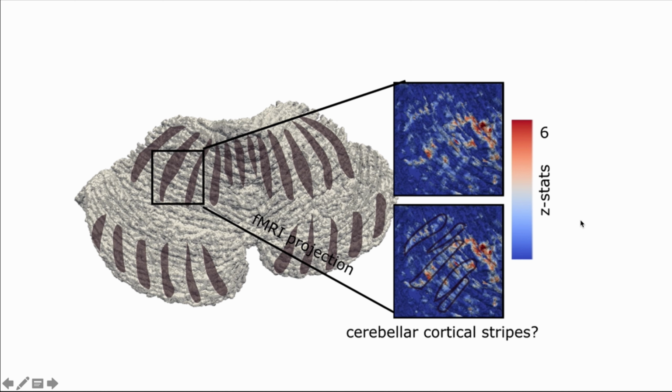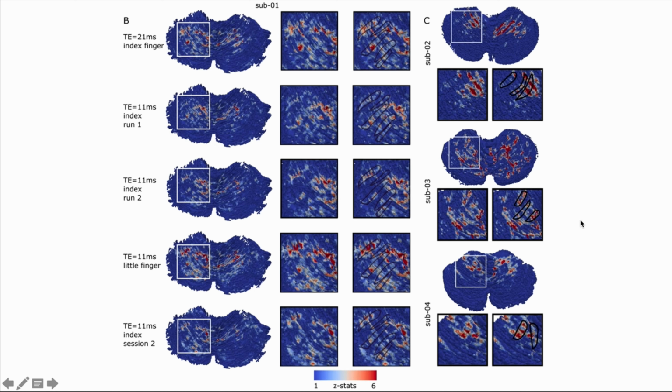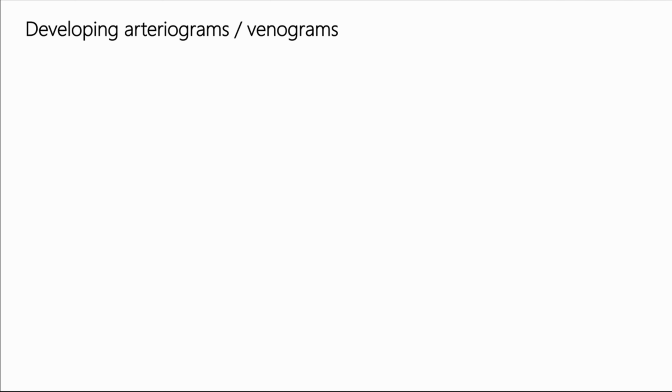And that's kind of consistent. So we tried different fingers, different protocols, different runs, different days, different participants. In all of them, we could kind of see a pattern like that. Now, the problem is that we're not quite sure whether what we see in BOLD fMRI is actually neuronal or it relates to the vasculature.